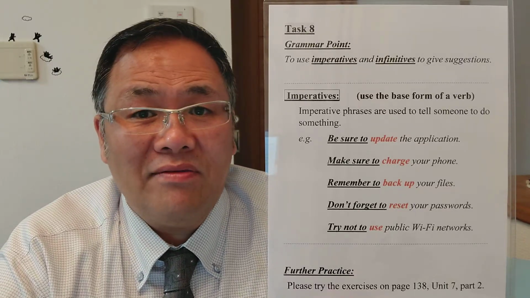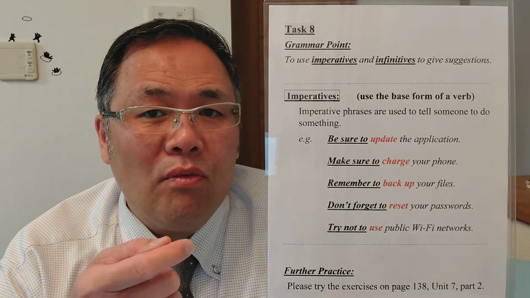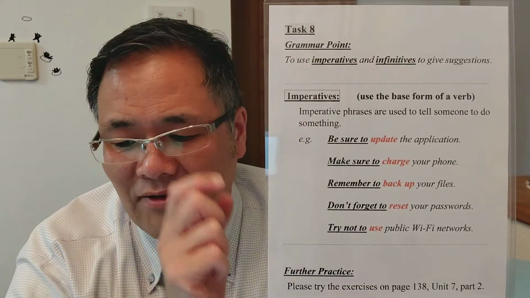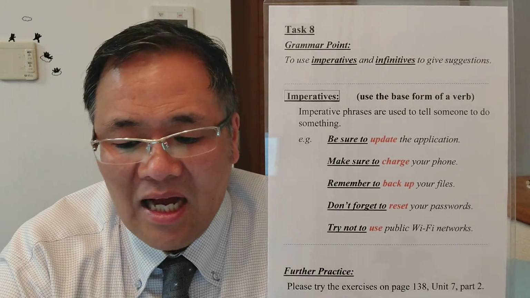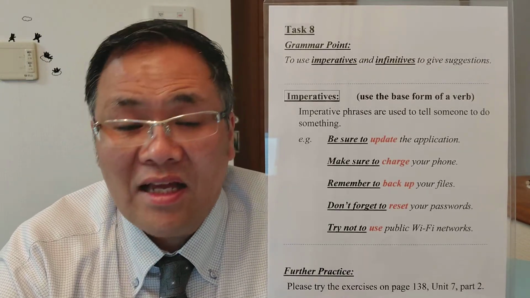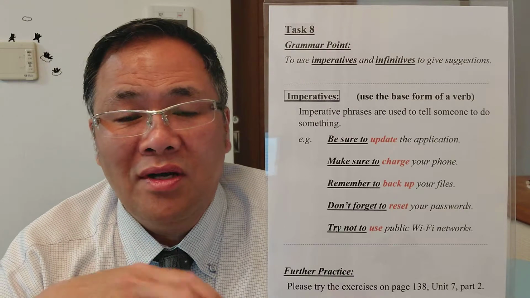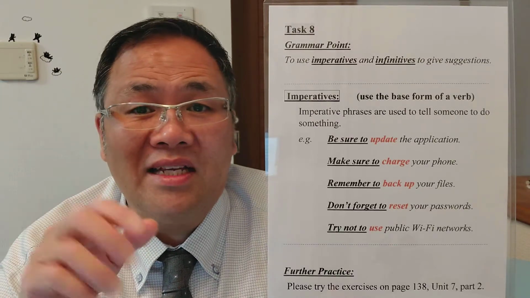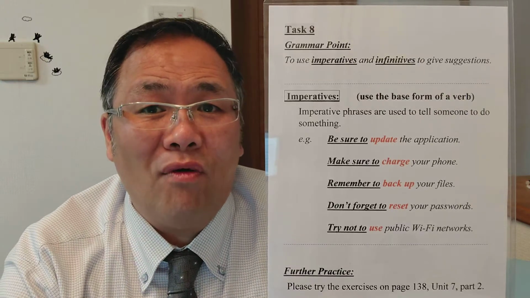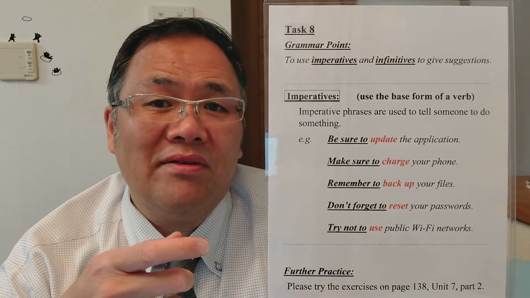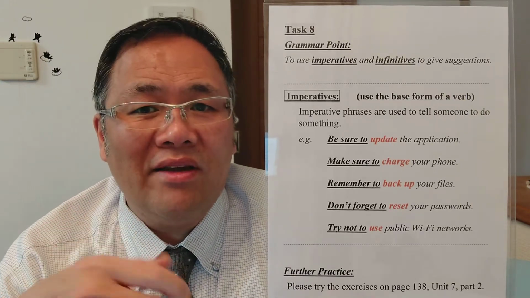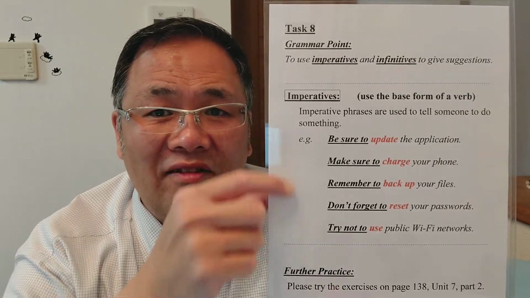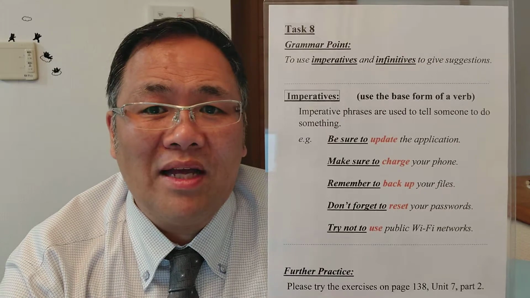These are imperatives. And again, when you use verbs, the verbs must be in the base form, as you can see in red. Update, charge, backup, reset, and use. So there's no ed form, the past tense, or present progressive form, ing. You just use the base form. So that's what imperatives are. Basically, when you're giving instructions to someone to do something, these are 5 popular expressions that we can use.